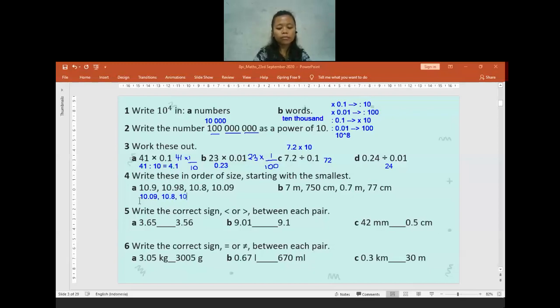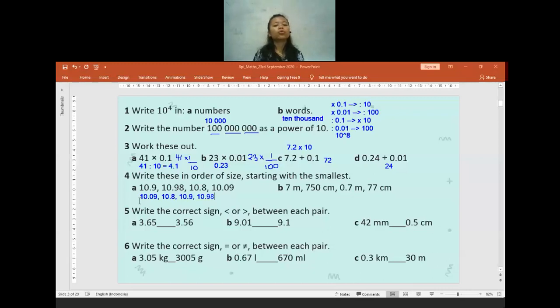After that, it will be 10.9. And then the biggest one, it will be 10.98. Anyone have a different answer, or maybe I made a typo and made you confused? You can tell me. No? Okay. If you have no confusion, and no one asked me anything through the chat box, I hope all of you already understand. Thank you for those who already typed it through the chat box.